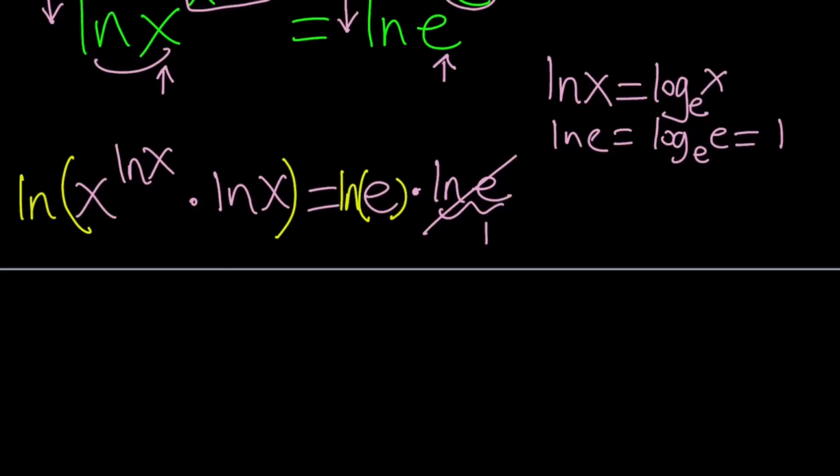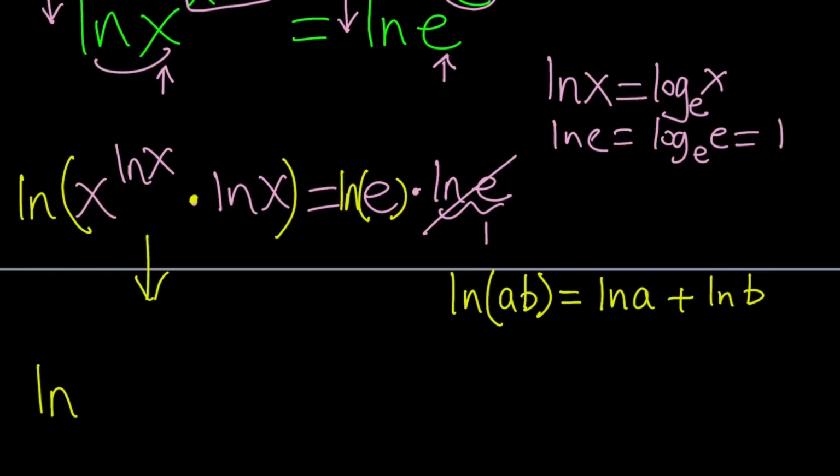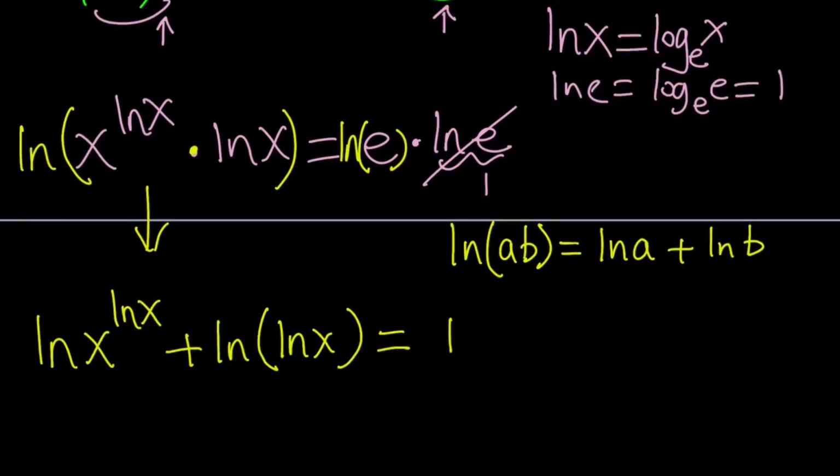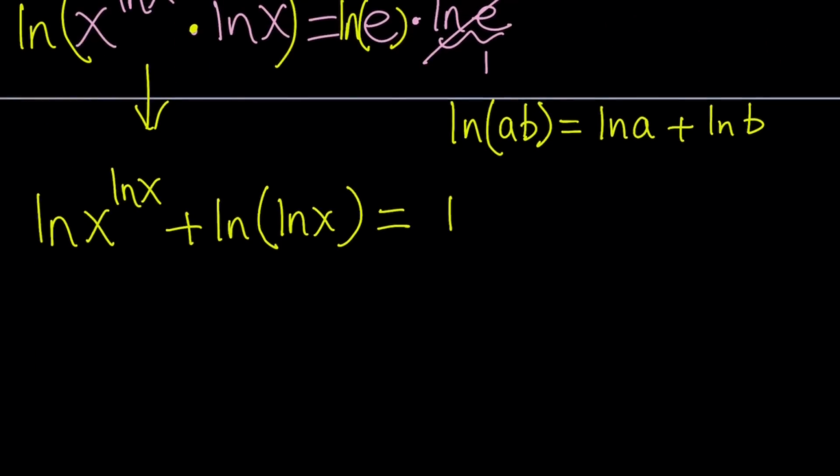So, and here what happens is the product property applies. What is the product property? The product property is ln ab, or any other log, doesn't matter, can be written as ln a plus ln b. Again, this can be proven using the definition of logs or by substitution. So we can write this as ln of x to the power ln x plus ln of ln x. So it's kind of like a double ln, okay? Equals ln e, which is 1. Awesome. Well, I don't know if it's awesome, but it's good.